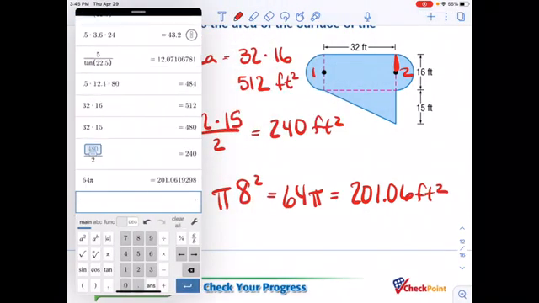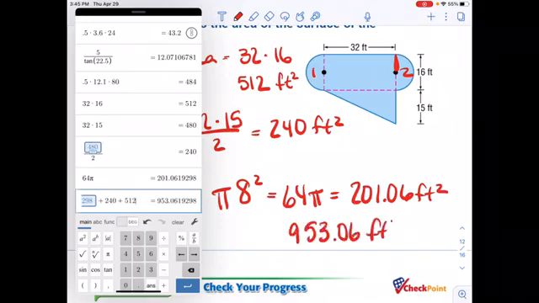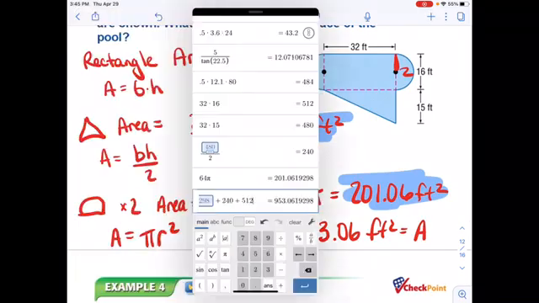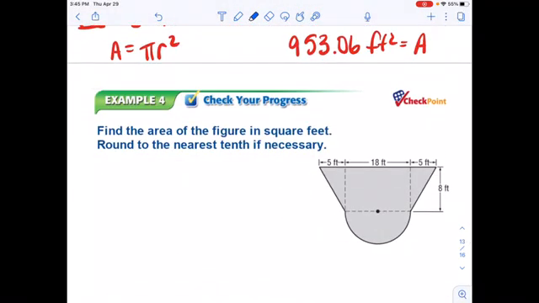And then add all of these together, and you get your area for the whole irregular shape. All right? We can do a similar problem. This time we're going to find the area of the figure in square feet, and then round to the nearest tenth if necessary.